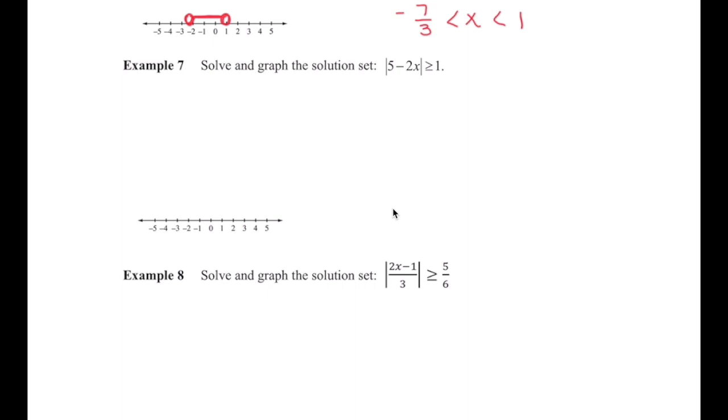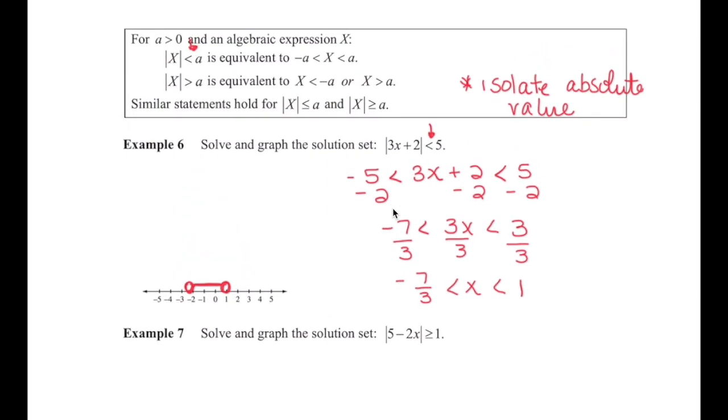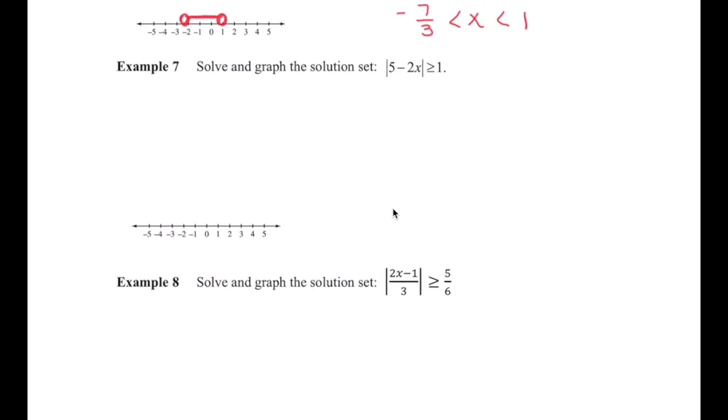The absolute value of 5 minus 2x is greater than or equal to 1. I have the greater than symbol, so that means I'm going to set it up as our value less than negative a or our value greater than a. And the similar statements will hold true with the greater than or equal to symbol. So I will set this equal to two pieces. 5 minus 2x is less than or equal to negative 1, or 5 minus 2x is greater than or equal to 1, and simplify each value.